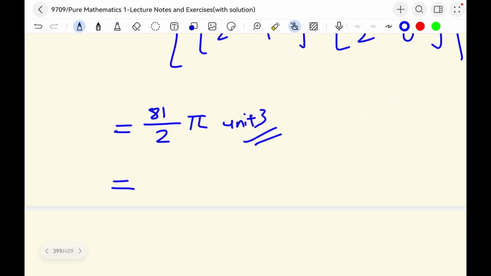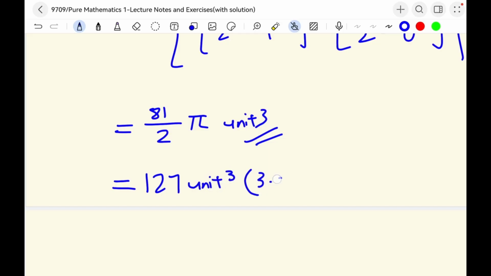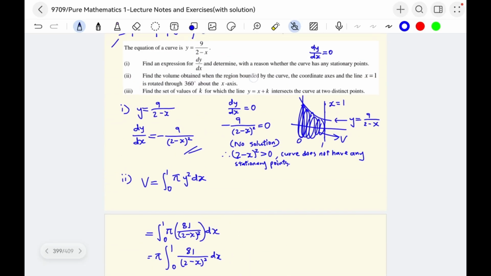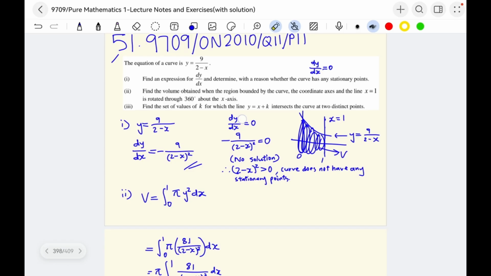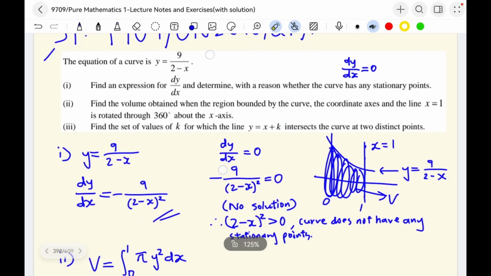Or in decimal, to be precise, you can write it as, because this is not an exact value, the answer accepted is 127 unit cube in 3 significant figures, according to the standard answers required by the Cambridge A-levels examination. Okay? So this is how you deal with the volume without referring to the graph. But you must have a good imagination. Okay? Okay, let's move on to the third part.